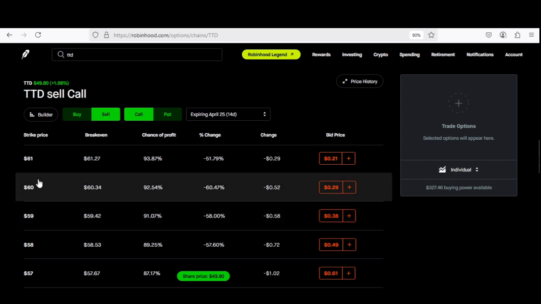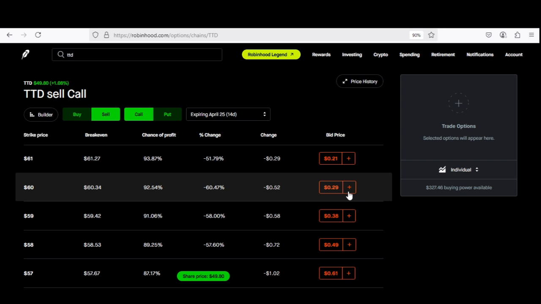Now, I did mention this previously, and I'm going to mention it once again. The strike prices I'm choosing are not random. These are based off my risk tolerance and the research I did before generating this video. So with the $60 strike price, I will be getting 0.39, or $29.